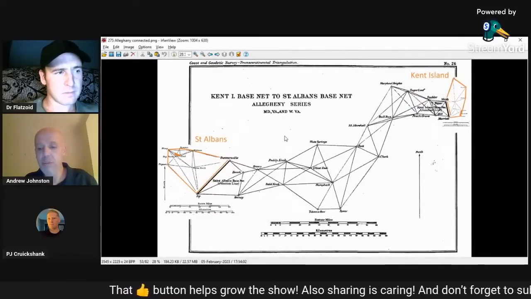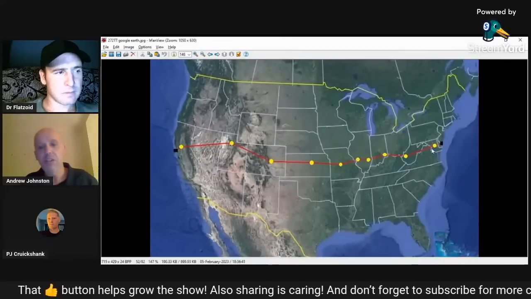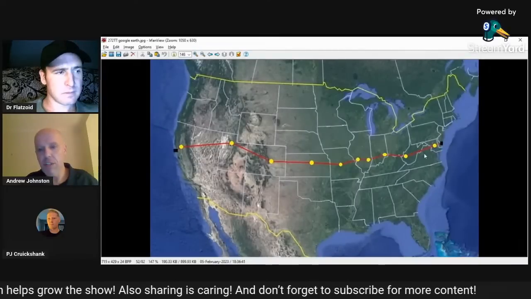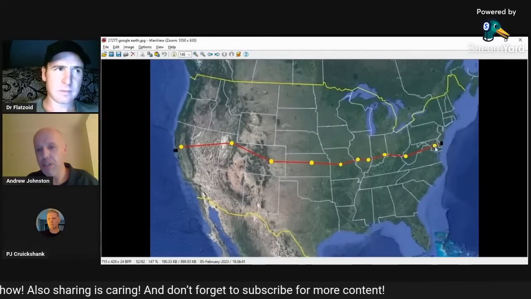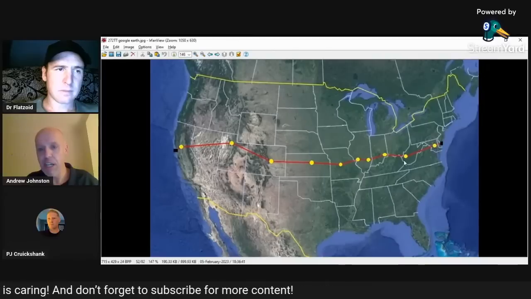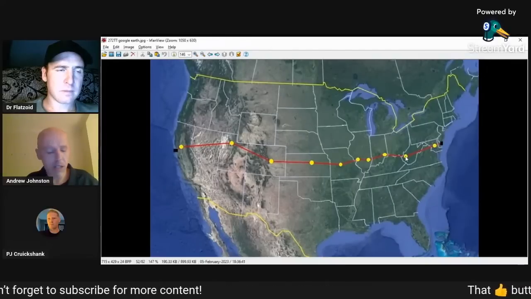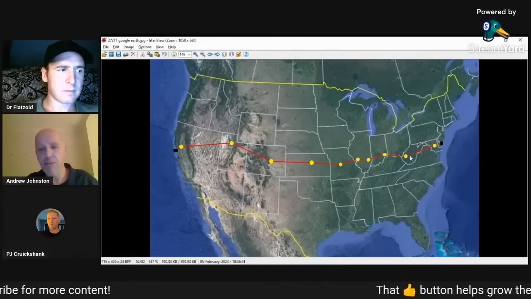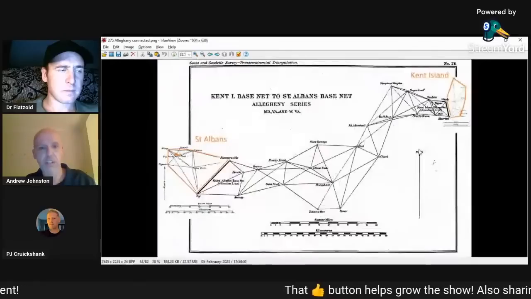So here is the easternmost triangle. Actually, I'll go back and show it. So we're dealing with this here on the east coast between the Kent Island base net in Maryland and the St. Albans, West Virginia base net. So we're dealing with this area close to the east coast.